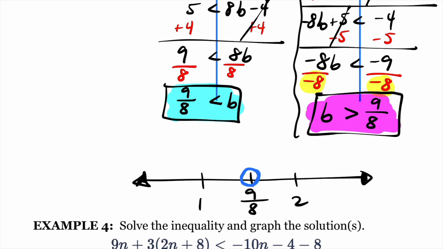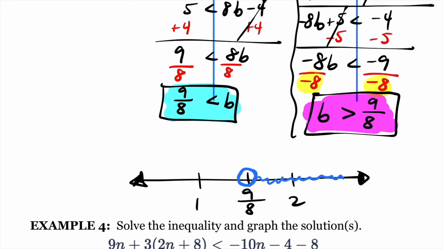Which way do I shade? Right or left? Remember, they both say the same thing. The blue and the pink, they both say the same thing. So which way do I shade? Right or left? It's going to be right, yeah. 9/8 is smaller than B. So that means B has to be bigger. B is bigger than 9/8. That's to the right. Okay.